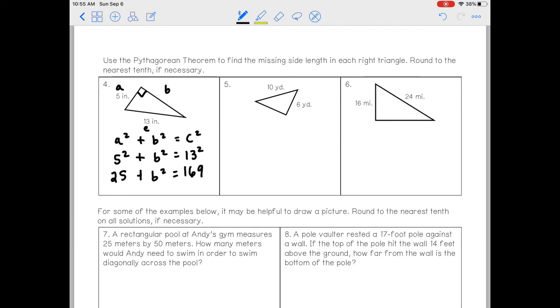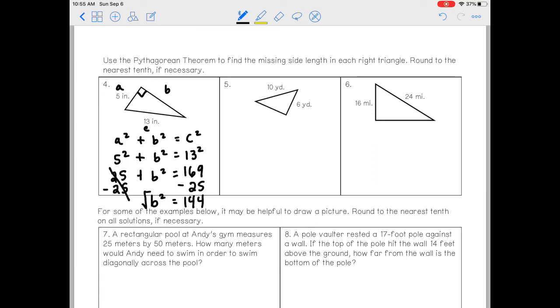Well, this is like solving an equation. We're solving for B squared, so we need to isolate the B squared. To do so, we need to get rid of this positive 25, so we subtract 25 on both sides. This gets canceled, so we're left with B squared equals 169 minus 25, which gives me a value of 144. So B squared equals 144.